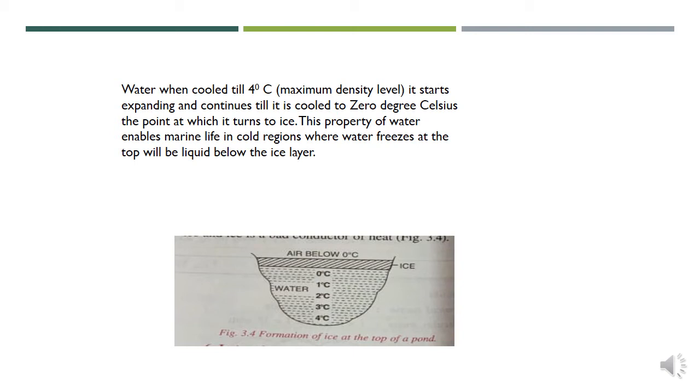Even though water freezes at the top, liquid remains below the ice layer because water has maximum density at 4 degrees centigrade. At a time it sinks down, and as temperature decreases up to 0 degrees centigrade, it is converted into ice. This is the anomalous expansion of water.